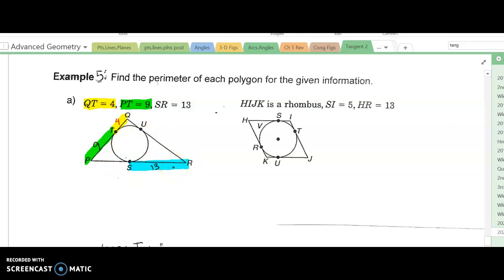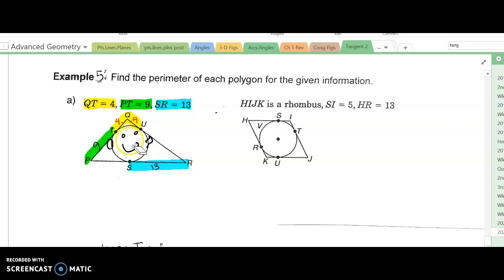But as you notice, we have some stuff missing, like we don't know this part or this part. And so I think there's some way that we can find that. What I hope you're thinking about is that this teeny tiny yellow 4 up there is really an elf hat. Really, you have two tangents going out to an exterior point Q, and so these pieces of that yellow elf hat would be congruent, so that's 4.